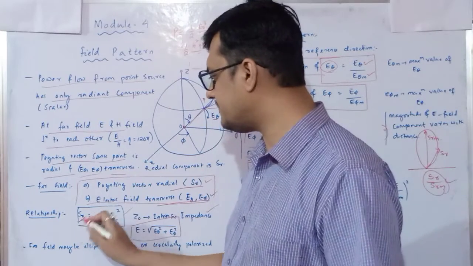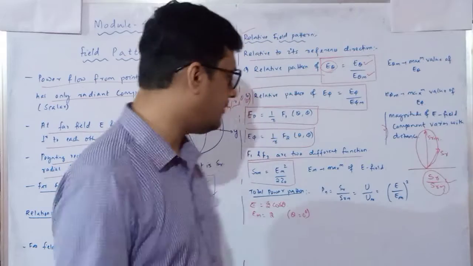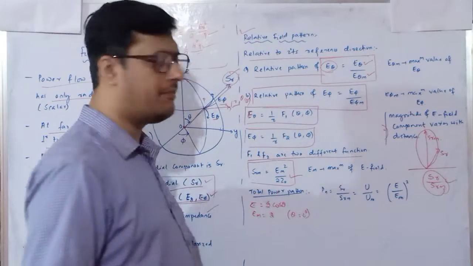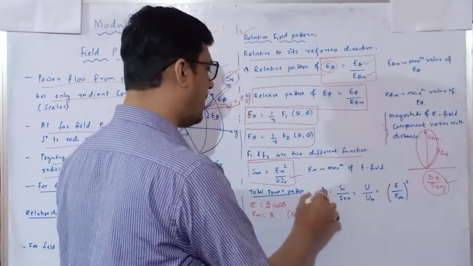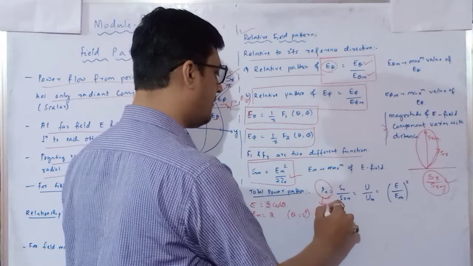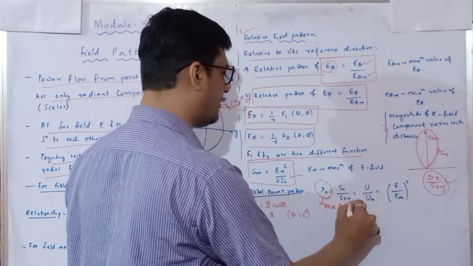So SR is this, and SRM is how much? SRM is the maximum value. If you divide these two, you will get your power pattern. This is called the power pattern.